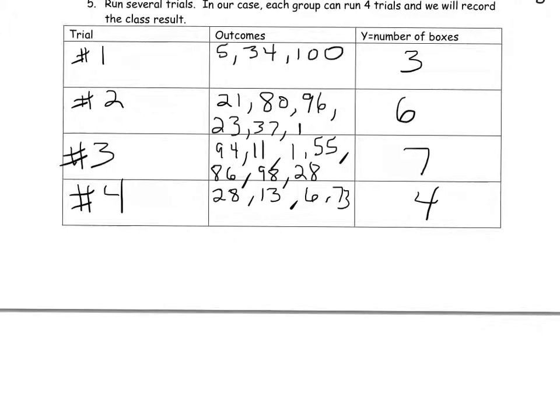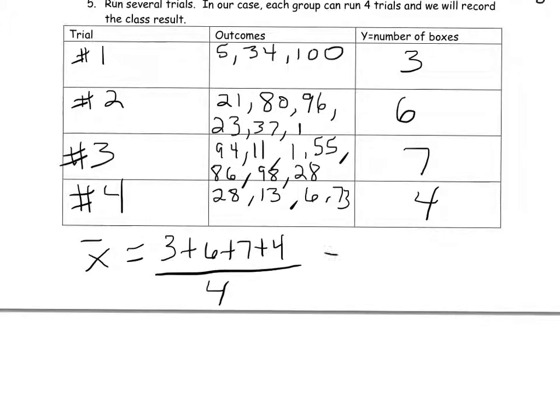So I ran 4 trials there, and the number of boxes was 3, 6, 7, and 4, so I always want to compute the average number of boxes it took. So the average would be 3 plus 6 plus 7 plus 4 divided by 4, which is 5. So on average, I had to open 5 boxes of cereal to get 1 card of each athlete.